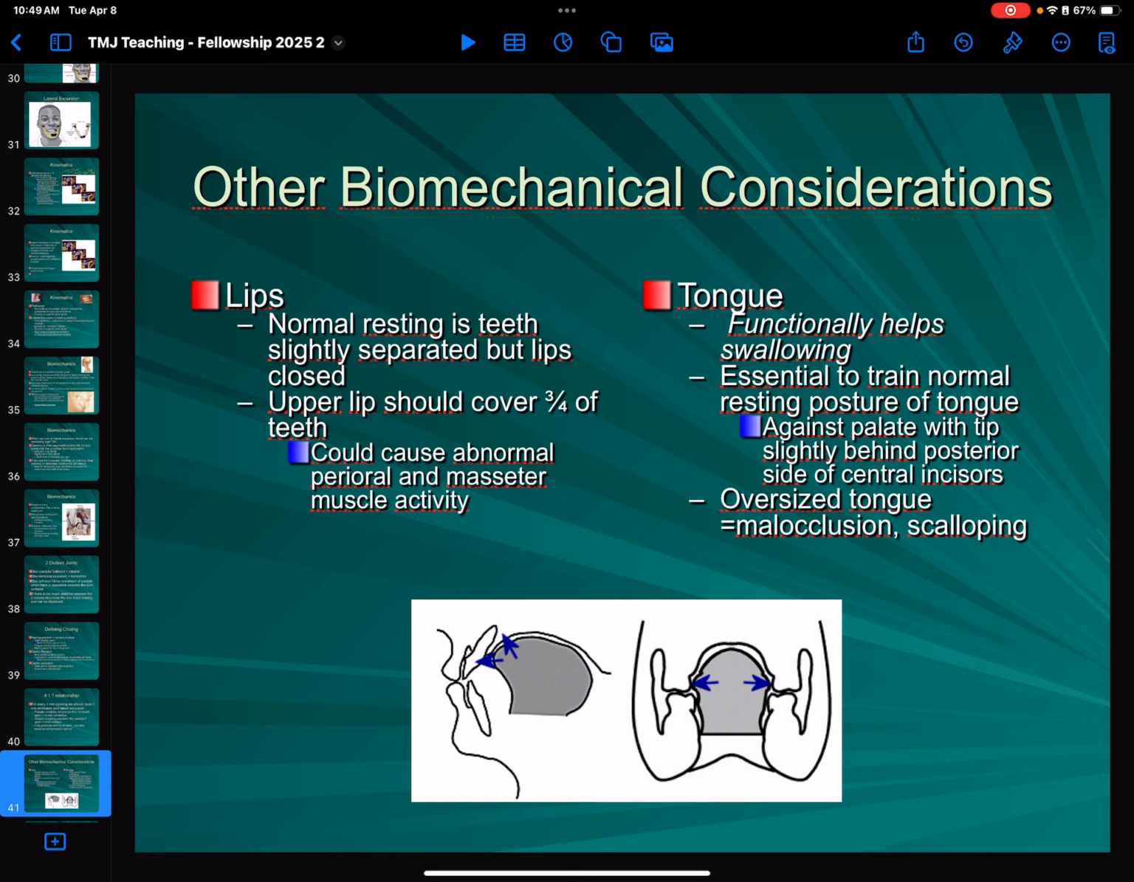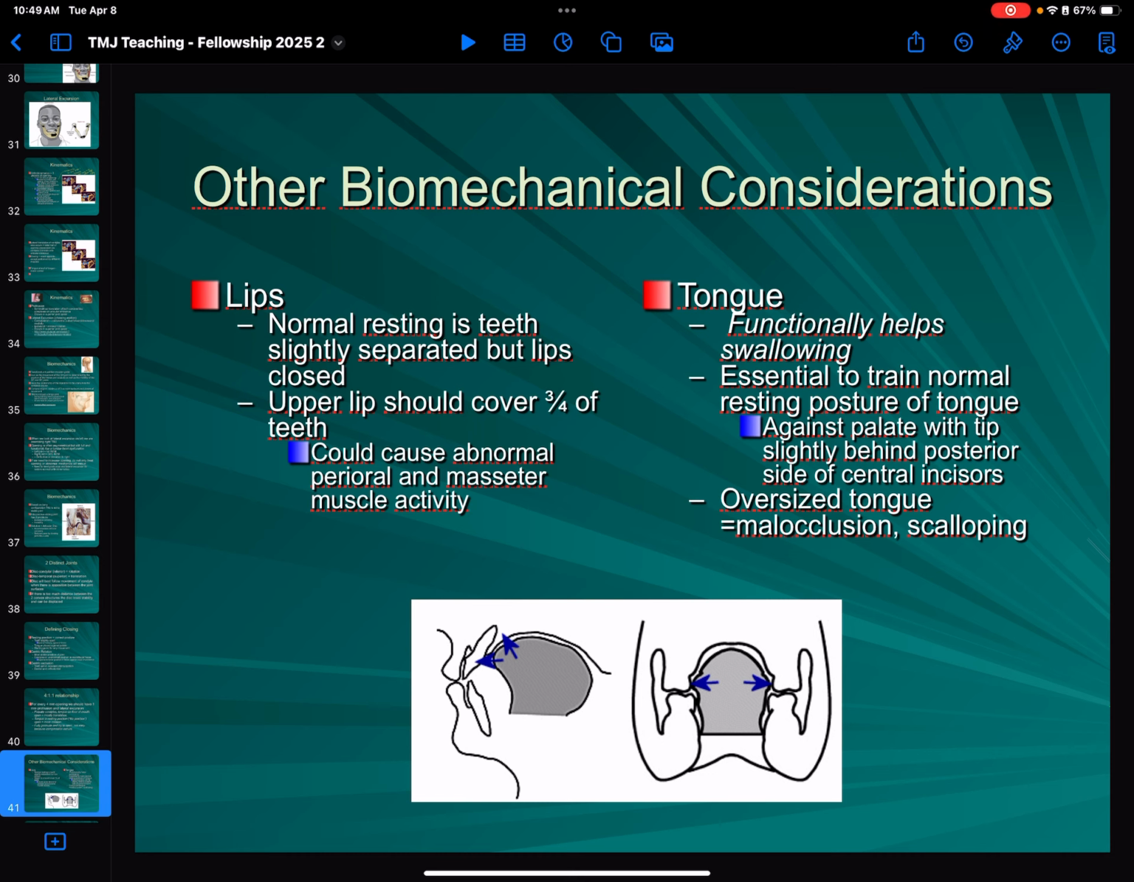Tongue a little bit more, functionally helps with swallowing. As we talked about, essential to train. And then this is one where I will assess people's tongues as well, because there's some people that have humongous tongues, and having that could be a contributing factor because they tend to bite on their tongue more. It's the same strategy for them, still putting the tongue at the roof of the mouth to get it out of the way. But if they have such a big tongue that they might bite on it, it could cause irritation.